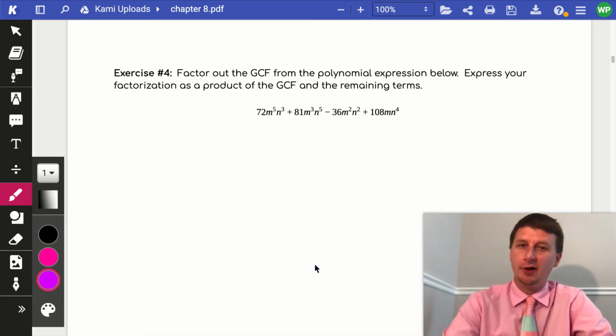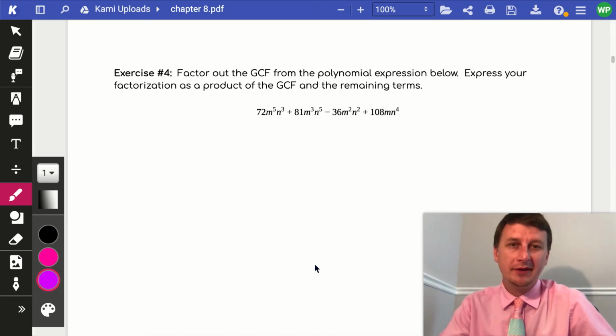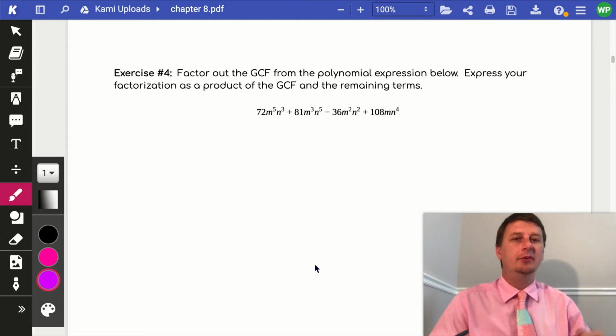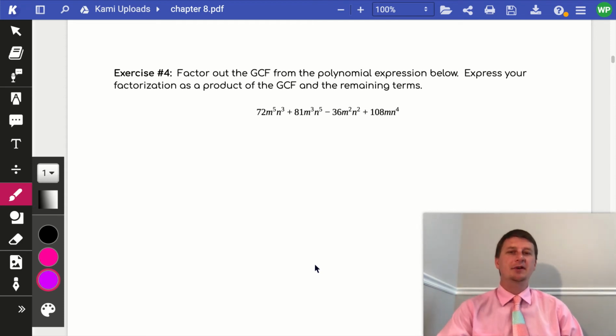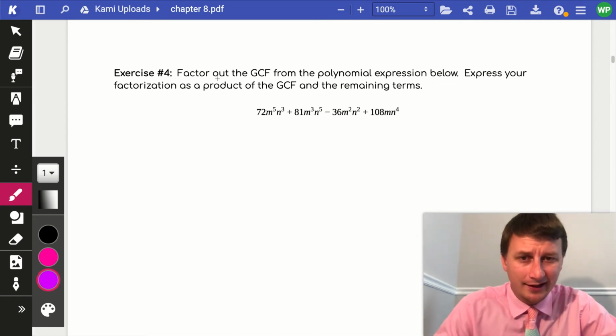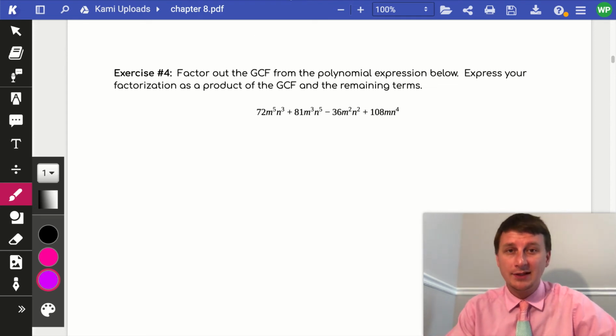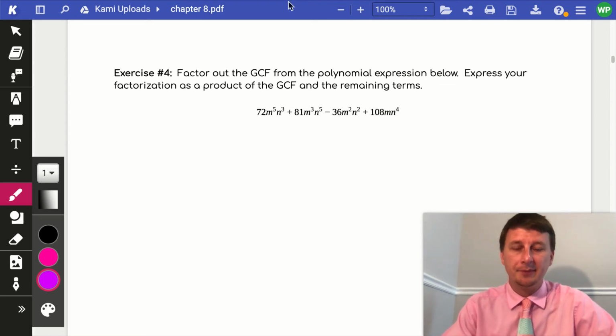In this video, we're going to be finishing up our lesson on GCF factoring with exercise number 4 that says, factor out the GCF from the polynomial expression below. Express your factorization as a product of the GCF and the remaining terms. So if you're looking at that expression right here, that's a pretty long, crazy expression, but that's okay. We'll get through this together.